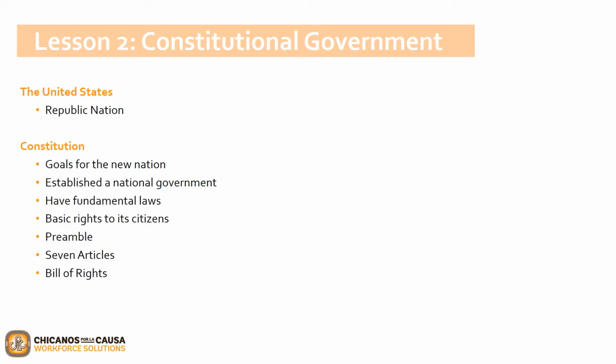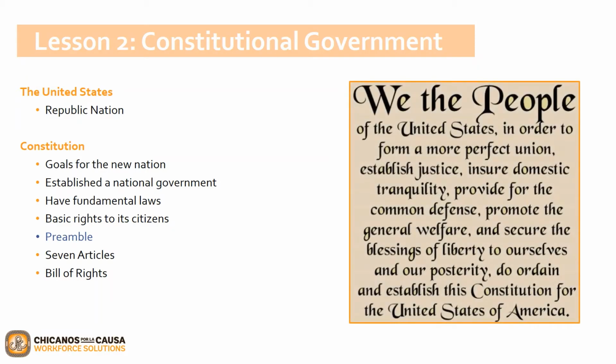In order to do so, they created the Constitution, a document establishing America's national government and fundamental laws while guaranteeing the basic rights for its citizens. The Constitution Introduction, or preamble, provides an overview of the goals that it wants to accomplish for the new nation.